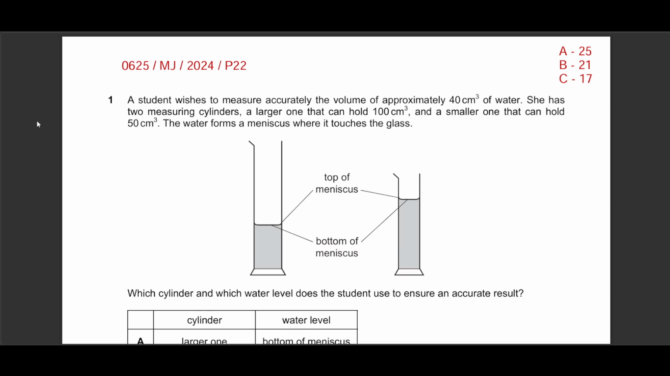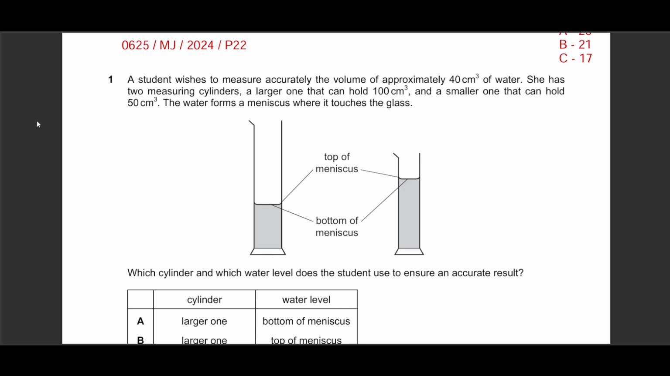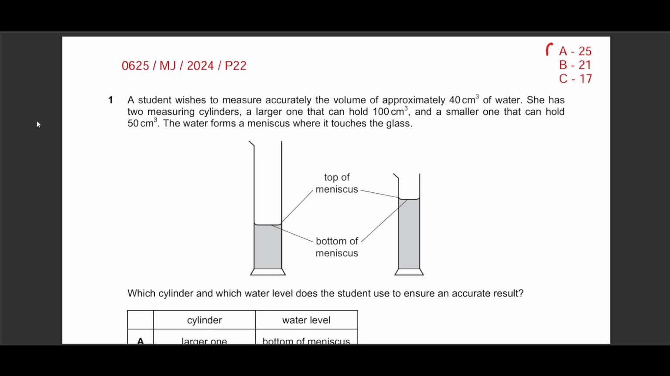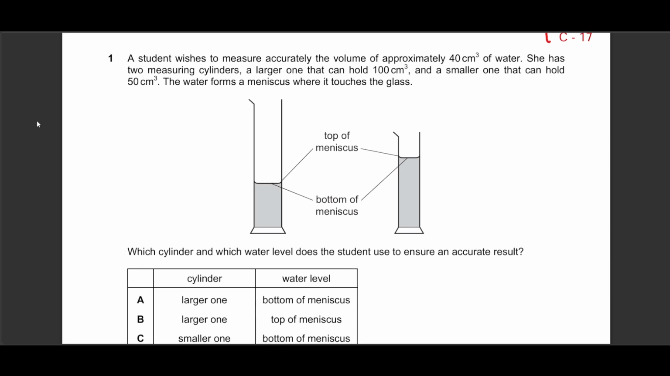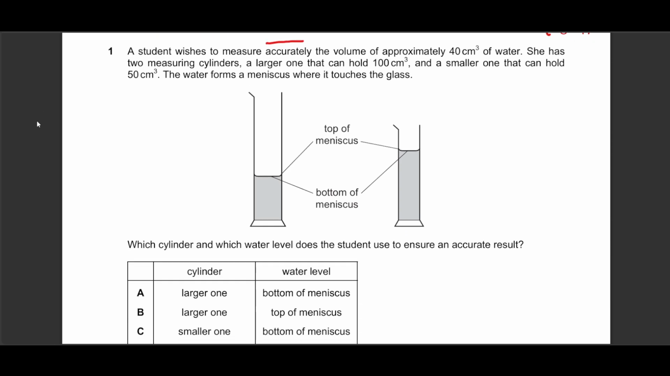This is IGCSE 0625 Physics Major in 2024 P22. These are the grade thresholds for this year out of 40 marks. A student wishes to measure accurately the volume of approximately 40 cm cube of water.